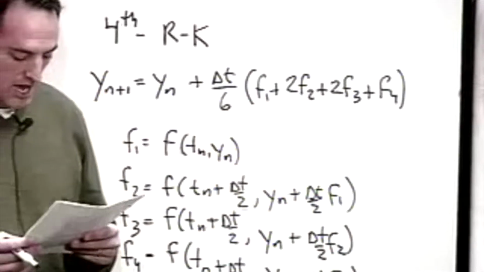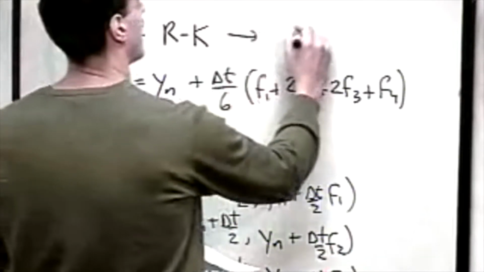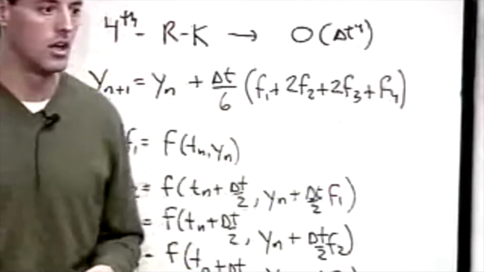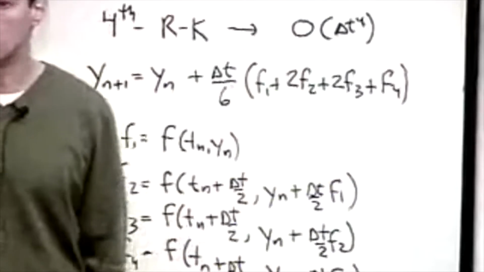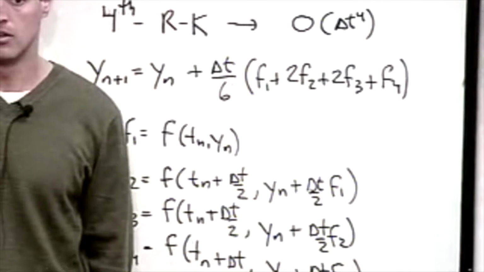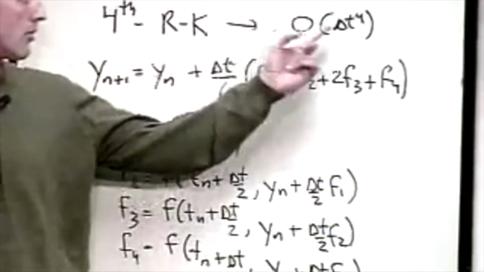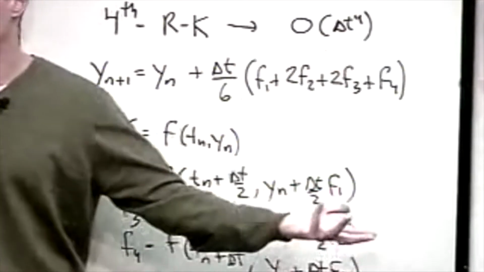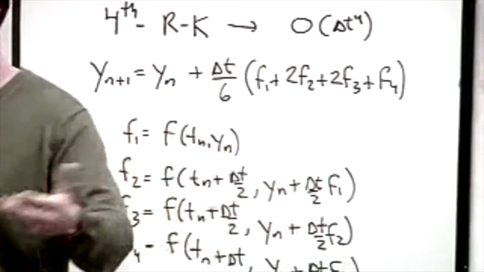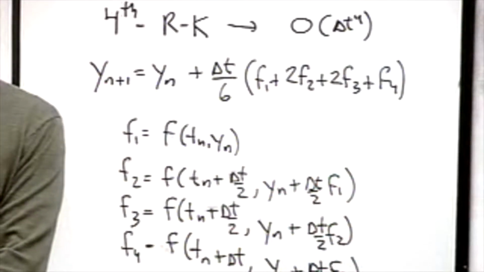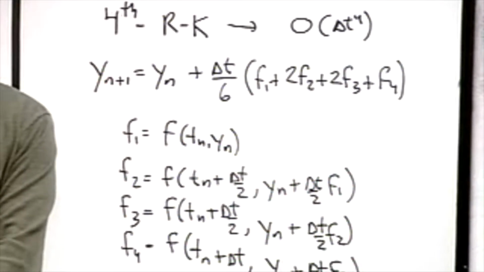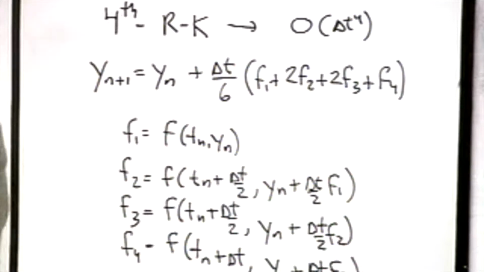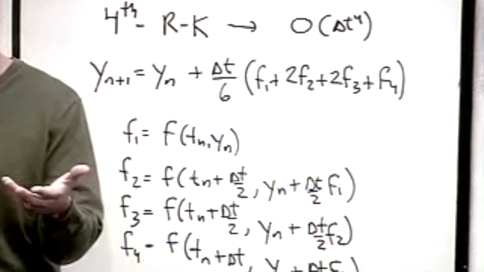The beauty of this is that it gives you a global error on the order of delta t to the fourth, and that's why it's called fourth order. The fourth order refers to the order of the error. So if you take a time step of 0.01, so it's 10 to the minus 2, your error you can expect to be on the level of 10 to the minus 2 raised to the fourth power, 10 to the minus 8. So that's the accuracy you're starting to get out of this.